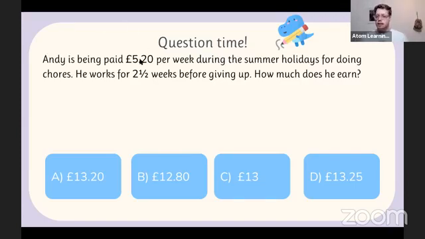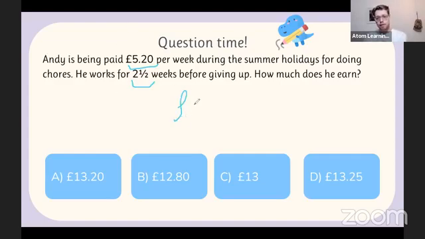So Andy is being paid £5.20 per week during the summer holidays for chores. He works for 2.5 weeks before giving up. How much does he earn? So again, multiplication and a fraction question. Practicing with mixed numbers and top heavy fractions can be important as well.